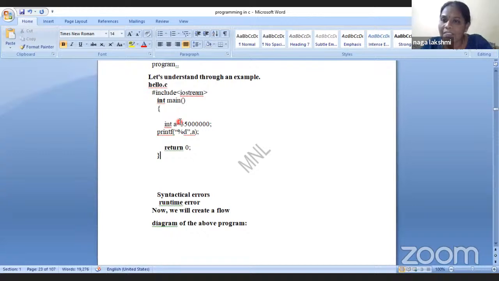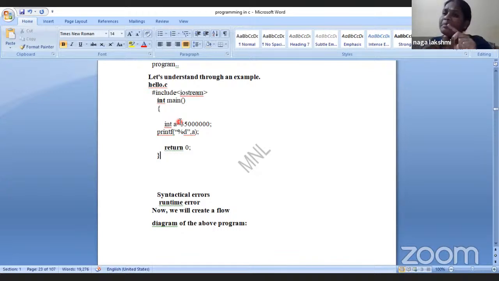Because in C language, how many types of data types are there, girls? We have integer, float, char. These are all primitive data types. They are all machine dependent. Machine means what? Means we cannot do anything. Only the machine will be operating.